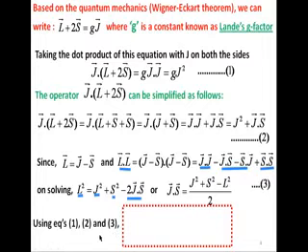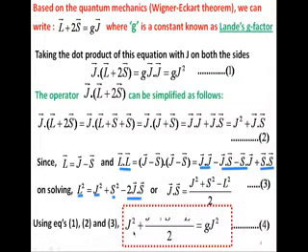And from the above equations 1, 2 and 3, we get J square plus S square minus L square over 2 is equal to g J square. That is the new equation, known as equation number 4.